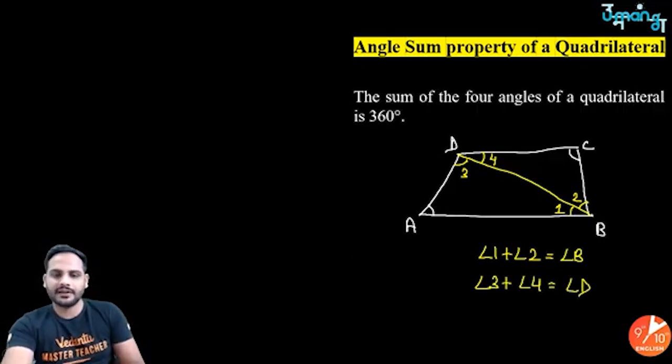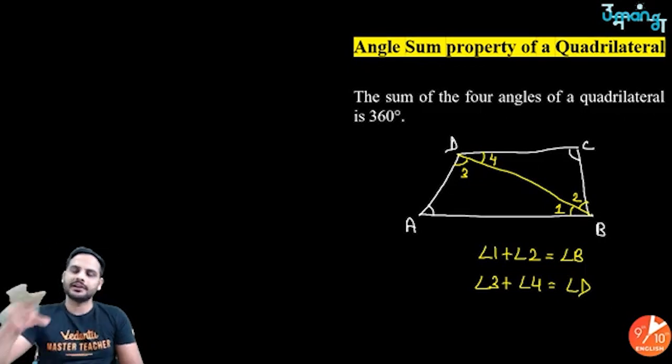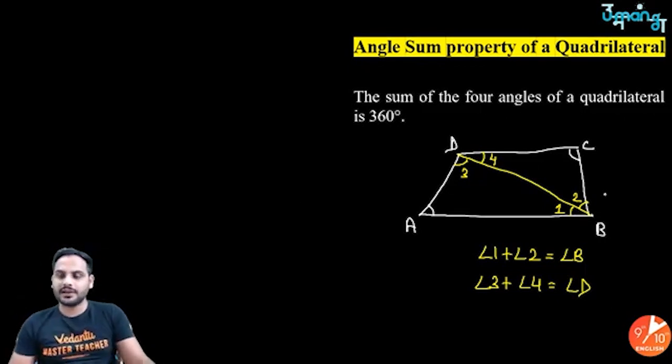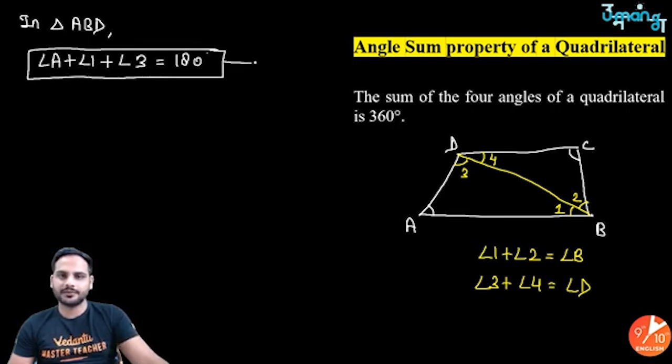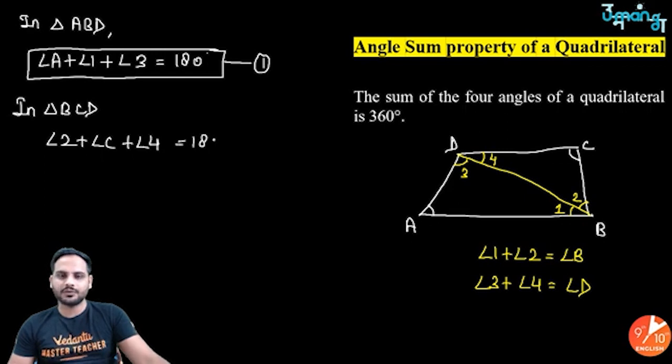So there are two triangles formed. Now we can see clearly that there are two triangles formed. One is triangle ABD, one is triangle BCD. If I use the angle sum property of a triangle in triangle ABD, I can say, in triangle ABD, we have angle A plus angle 1 plus angle 3 is equal to 180 degree, right? This is your first equation. Similarly, in triangle BCD, we have angle 2 plus angle C plus angle 4 is equal to 180 degree. That is your second equation, right?